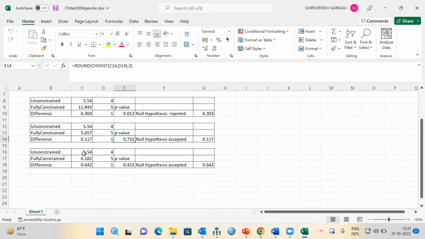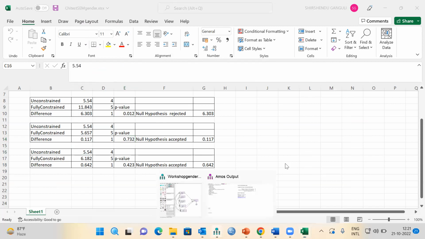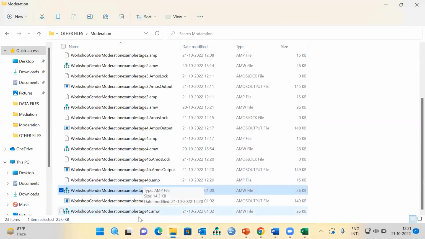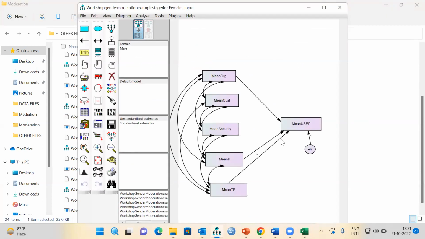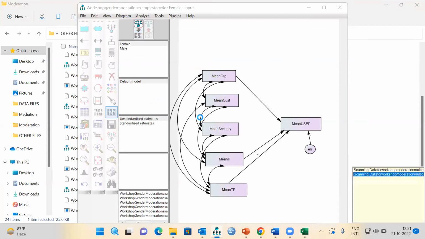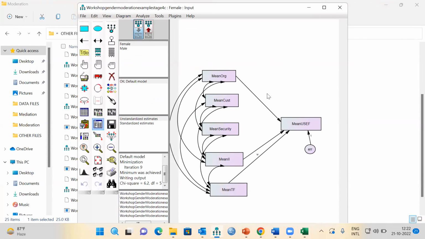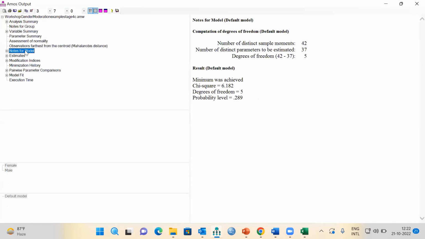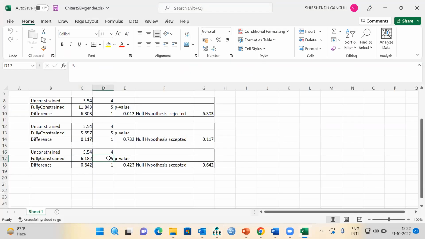Then you go for the third one, the third path. We put the constraint on this TF to usefulness path and run the analysis. Look at the output. Chi-square and degrees of freedom, what is the value? 6.182 and 5. The difference in chi-square by degrees of freedom is this. The p-value is again not significant.